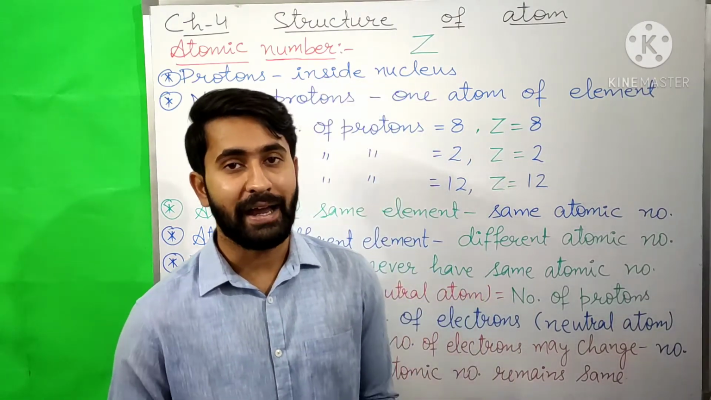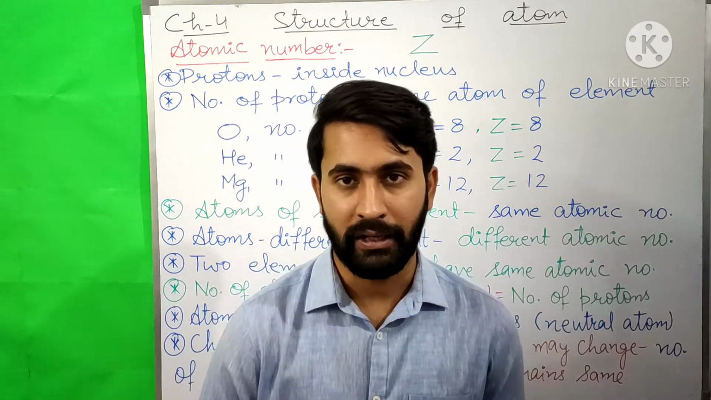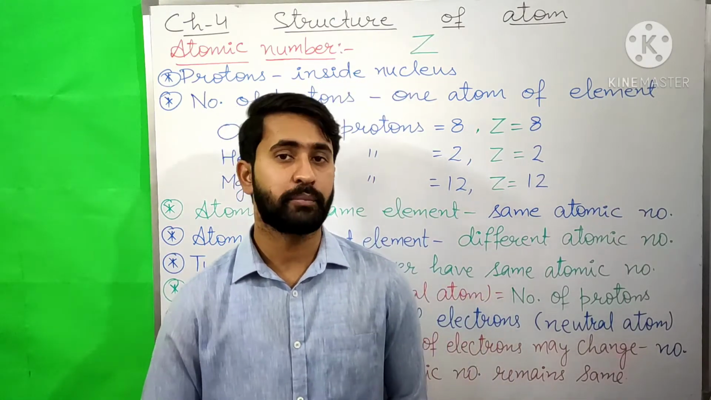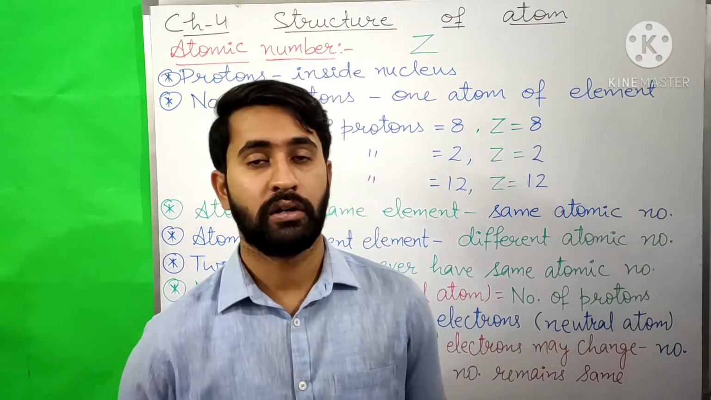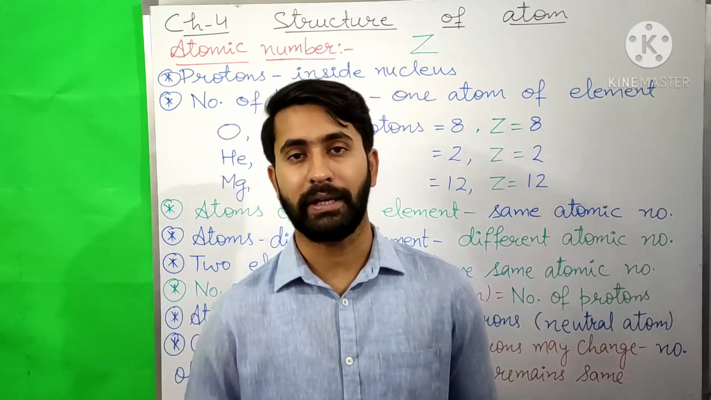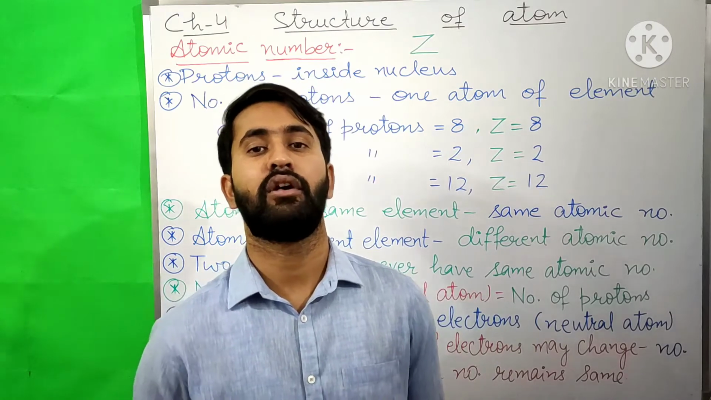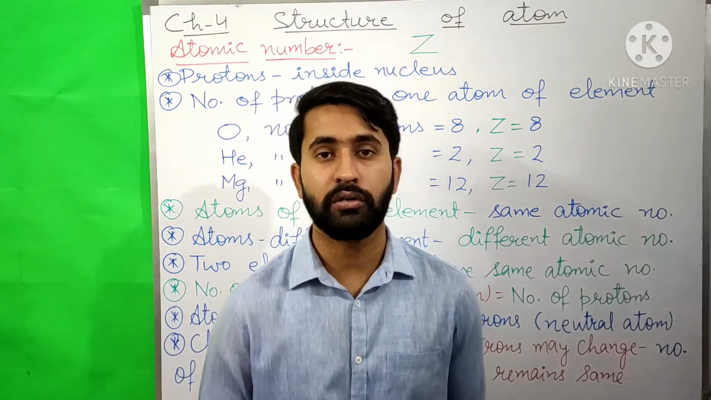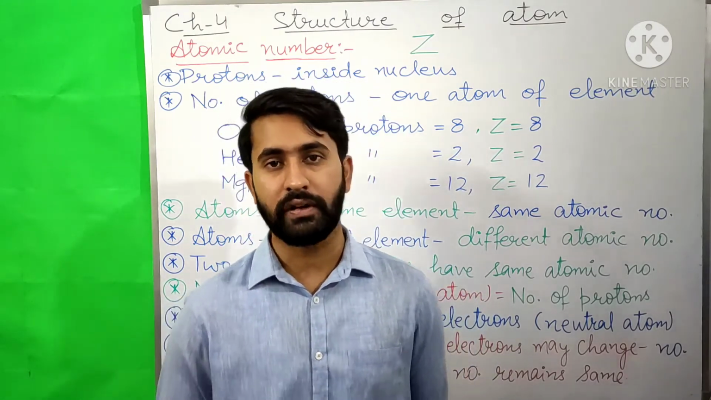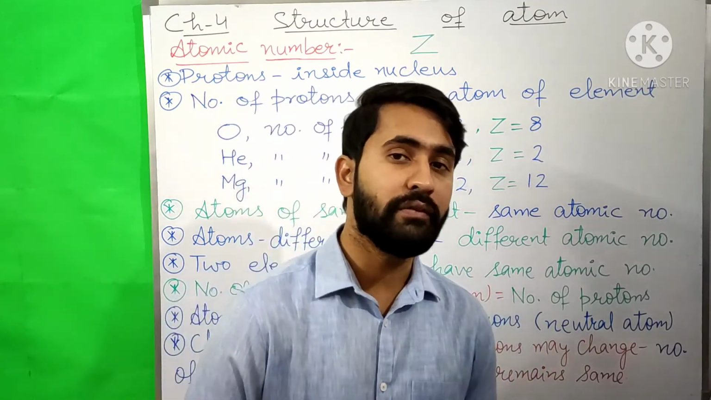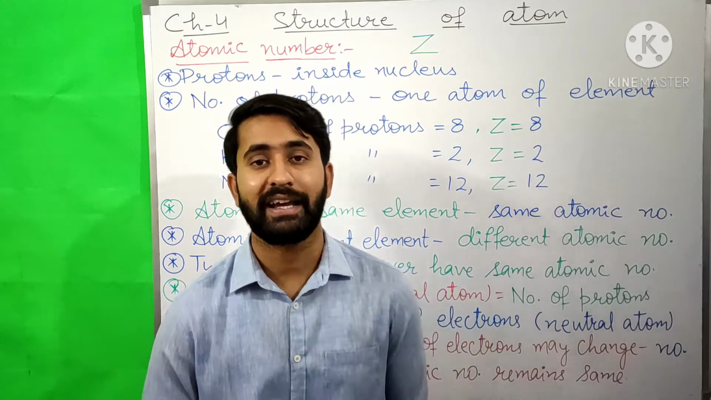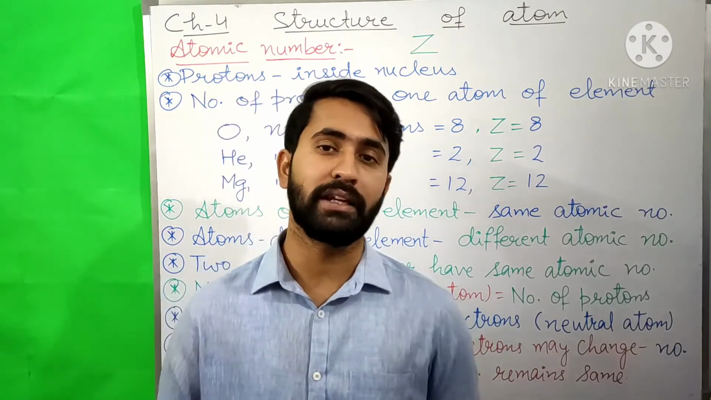Similarly, all the atoms of boron element are having 5 protons in it. So all the atoms of boron have the same atomic number, that is 5, or we can say for boron, Z equals 5. So we can say that all the atoms of the same element are having the same atomic number.